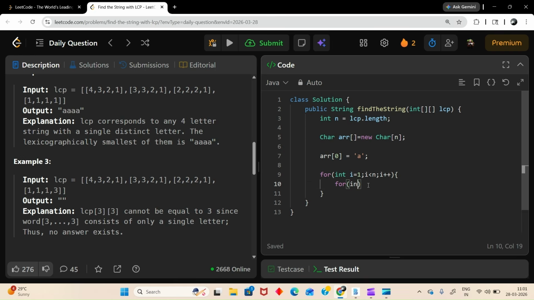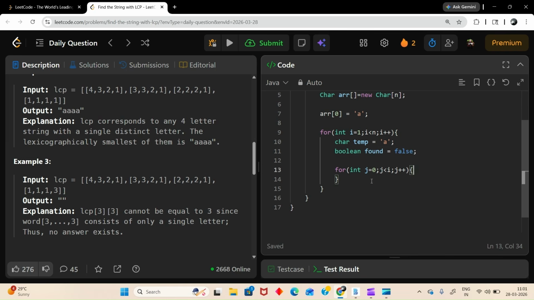For int j is equal to 0, j less than i, j plus plus. Now before this we will take temp, char temp is equal to, initially it is a, and we will take a boolean value found is equal to false initially.